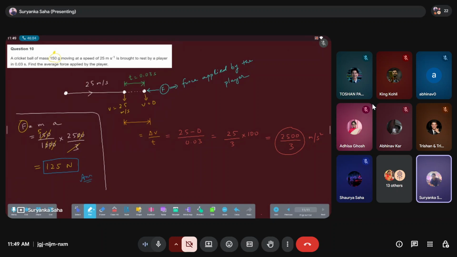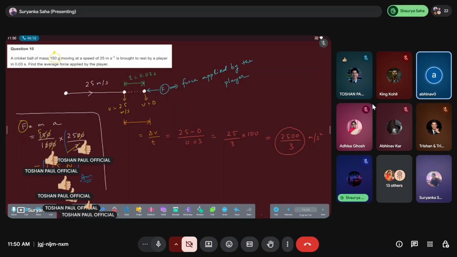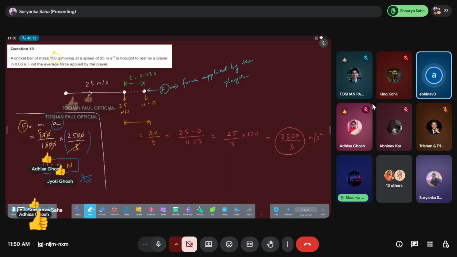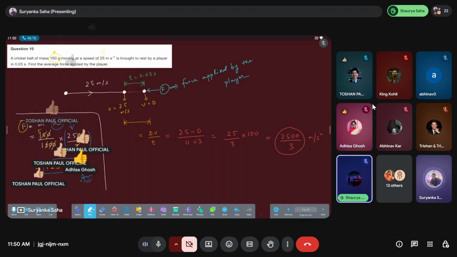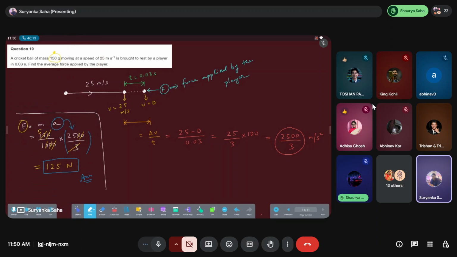Okay, understood? Please give me a confirmation. Hurry up. Sir, the force should be -125 newton, no? No, they have given 125 newton. No need, that is the magnitude of the force, 125. Okay, they have asked for the average force. The player is applying force in the direction opposite to the movement of the ball. That's why this negative sign.